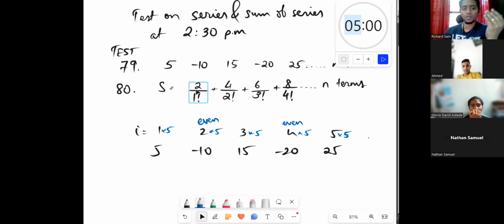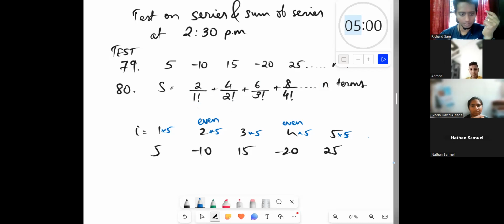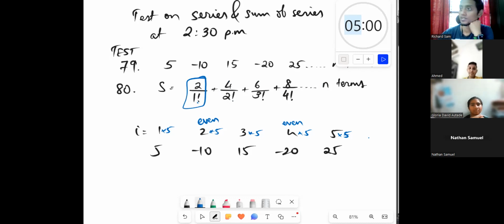Now, what is the relationship between the denominator and the numerator in each of these terms? Numerator is increasing by 2 and denominator is increasing by 1. Okay, that is a pattern throughout. But what is the relationship between the numerator and the denominator? Look at each term. Look at 8 upon 4 factorial. What's the relationship between the 8 and the 4? Numerator is double of the denominator. Yes, if denominator is 4, then numerator is 8.